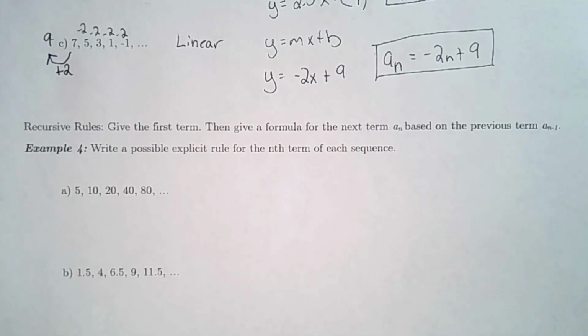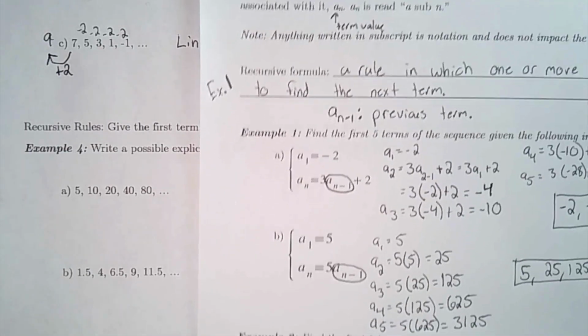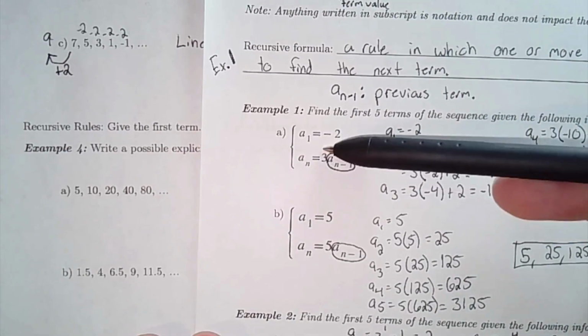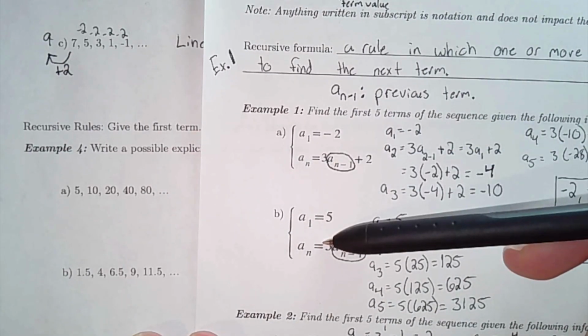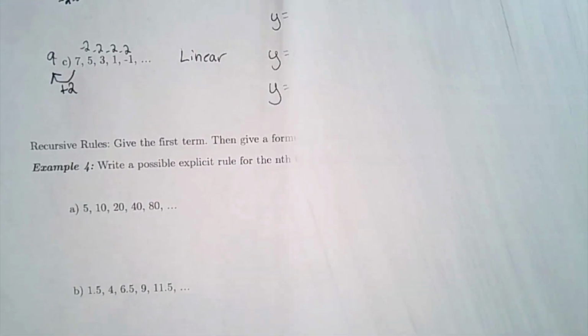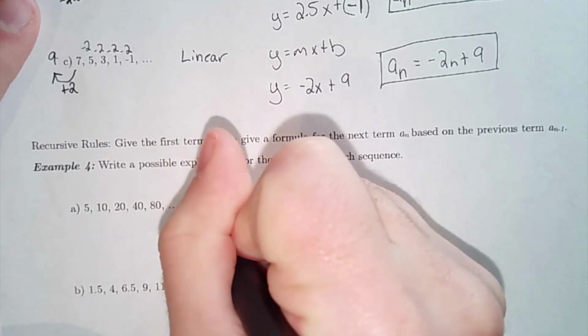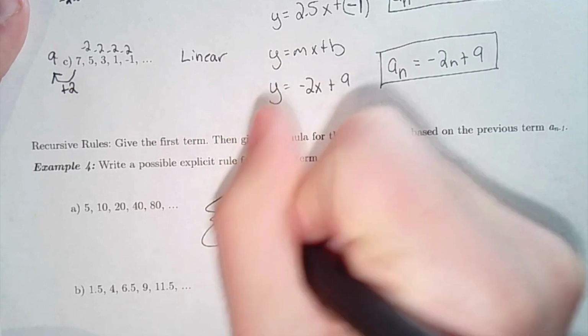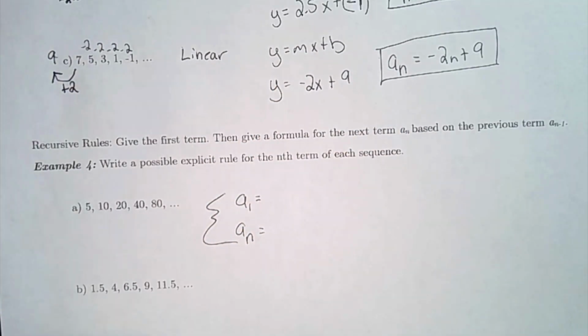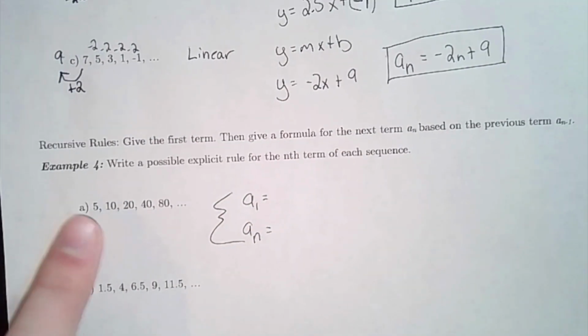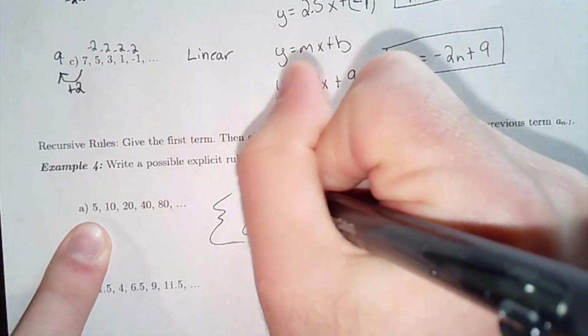So recursive rules are based on two things. We need the first term, and we need the pattern for the formula for the next term based on the first term. So the way we're going to set these up, and just bring the first page back over here, it's going to look like A and B. So what I need to do here is I need to start with my bracket. Okay, and I'm going to start with A sub 1, and I'm going to start with A sub n. A sub 1 is my first term. So if I look at A here, my first term is 5.